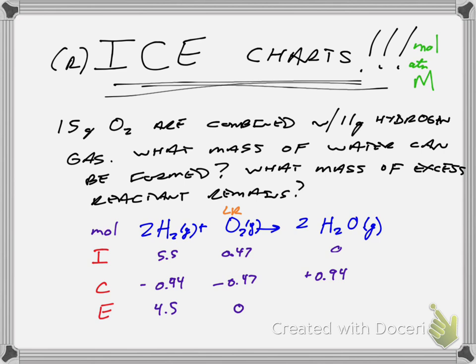Again, what I'm doing is I'm dividing by the coefficient of hydrogen 2 and multiplying by the coefficient of water 2. But if you divide by 2 and multiply by 2, you don't change anything. So again, everybody in the ice chart that has the same coefficient in the equation will have the same amount of change. Now, of course, in this case, it's positive because water is a product. So I'm going to increase the amount of water. But I'm going to increase it by the same amount that hydrogen went down because they have the same coefficient in the equation, which is what the coefficients mean. So that means I end up with 0.94 moles of water.